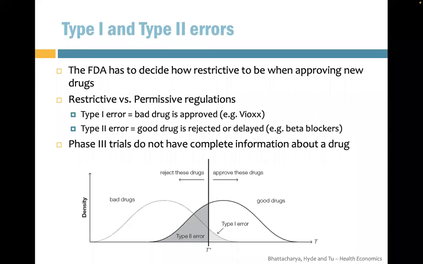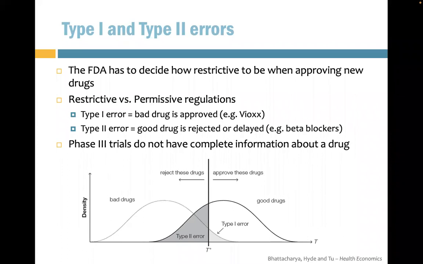We have to understand that phase 3 trials do not have complete information about a drug, because in any trial, you're only trying it on a limited population. You're not trying it on the whole population. There is no way you can do it. So there is always a problem in statistics: you only have a sample, you don't have the population, and you have to infer information from the sample to the population. So a nice framework here is type 1 and type 2 errors.